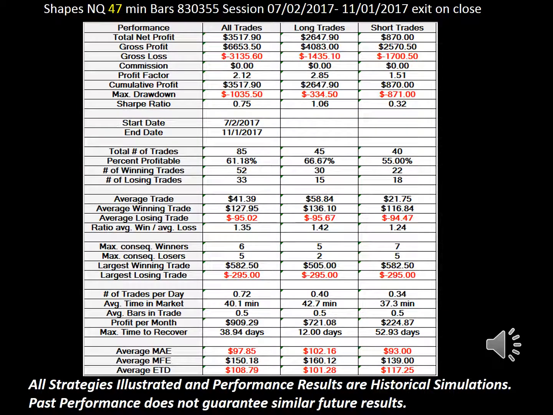Here's NASDAQ using shapes, making $3,500, 61% correct. Daddy go to town number is $41.39, and it looks pretty good. Drawdown's $1,035, which is a little high for a $3,500 item.